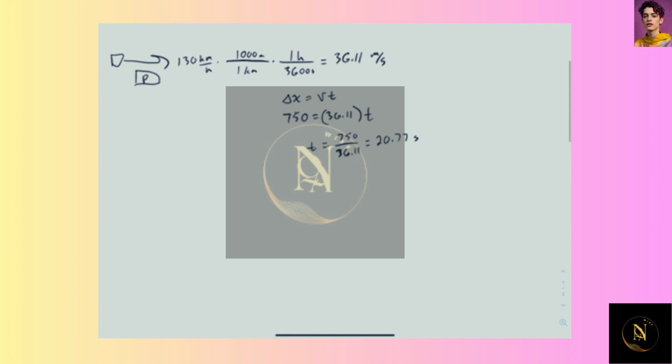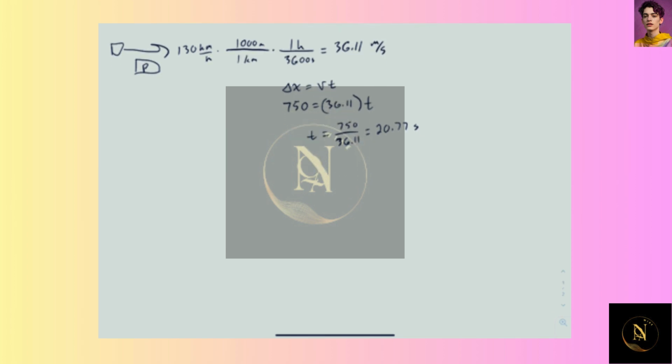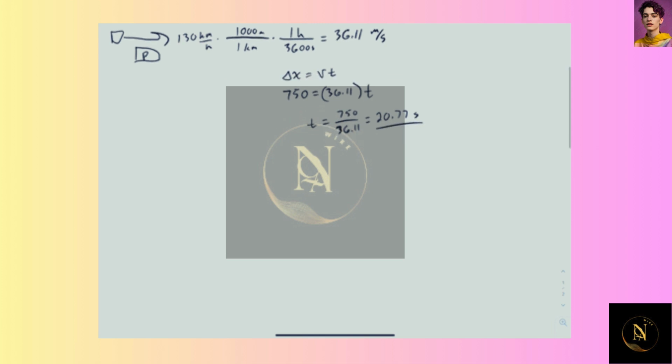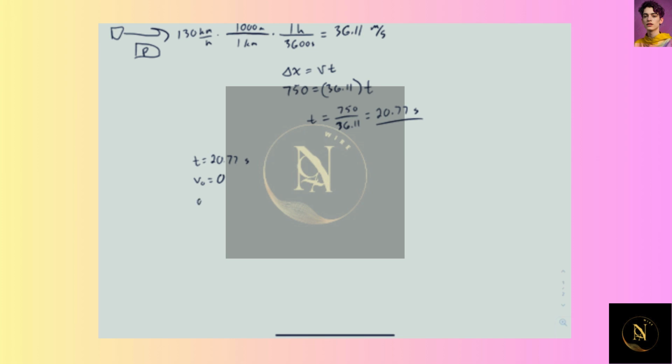The next part, we want to know the acceleration of the police car. And now that we know how long it took, well, it's going to take the same time for the police car. So we know t is 20.77. We know our initial velocity is 0 because we're starting at rest. And we're looking for the acceleration. And we also know our displacement is the same as well, 750 meters.